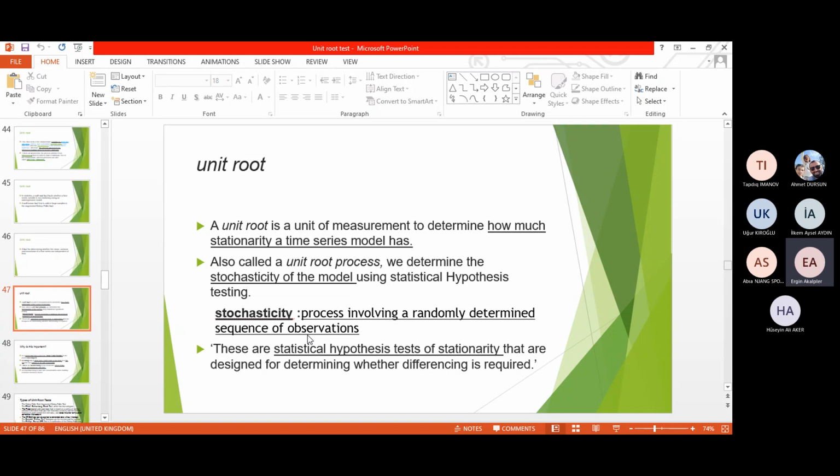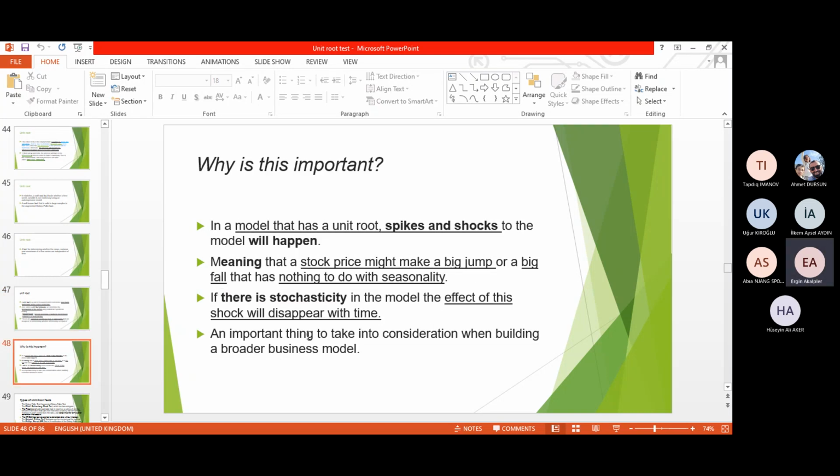These are statistical hypothesis tests of stationarity that are designed for determining whether differencing is required. This is very important. If not, then you are not going to do it, isn't it? If it is not stationary, you don't have to do your application. You don't have to go further. You have to make the data stationary first, and then, in a model that has a unit root, of course, for some cases, as I said to you, there are some different applications, but generally you have to do either at level or at first difference. Then you make these estimations.